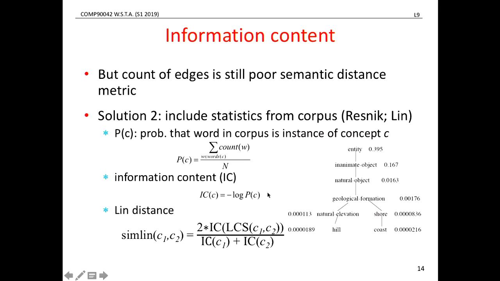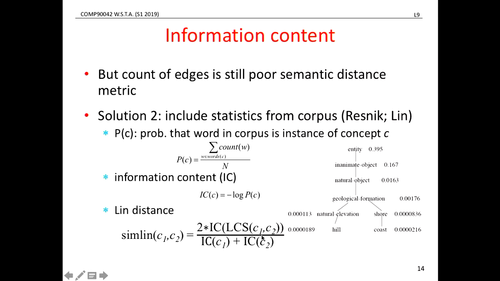Step 2, we get this measure of information content, which is the negative log probability, which is a way of encoding how surprised we would be if we saw this word. This is unigram perplexity, in other words, for seeing a single word. And then we basically plug this into the previous formula, but we're swapping out depth in the graph for the information content. So what we do is we find the lowest common subsumer, as before.